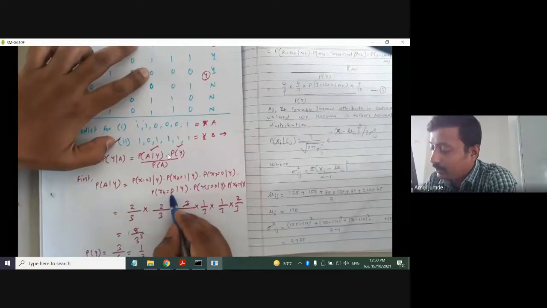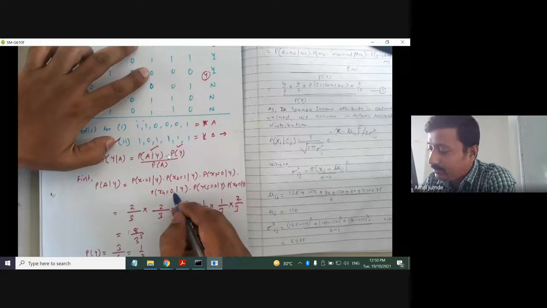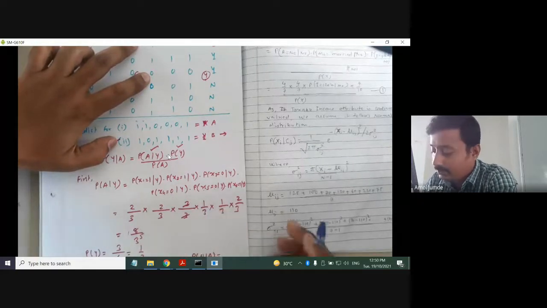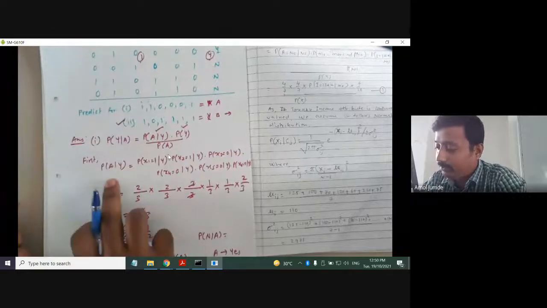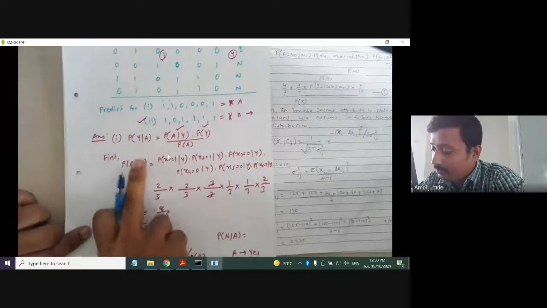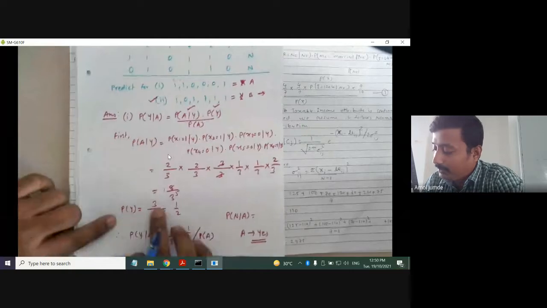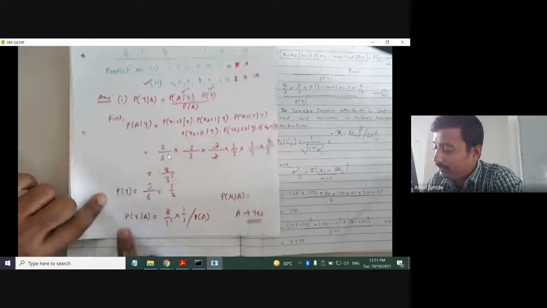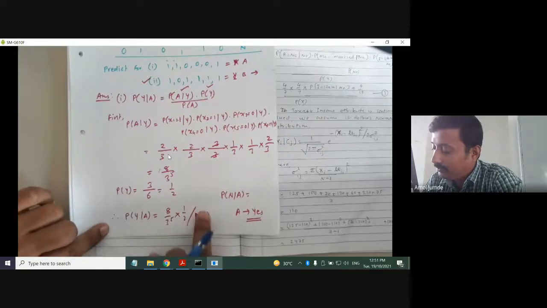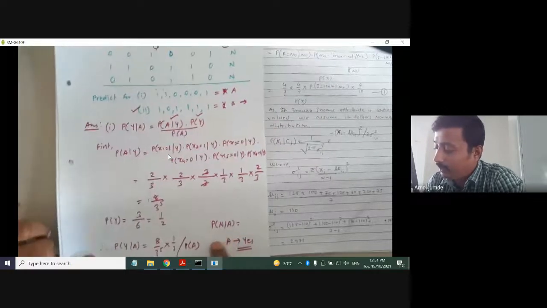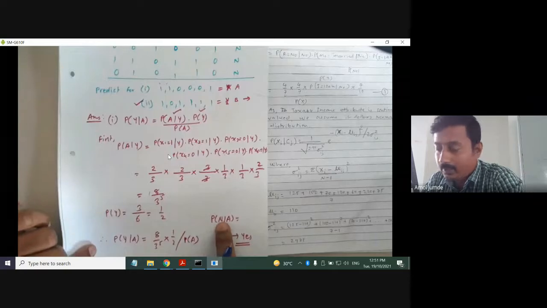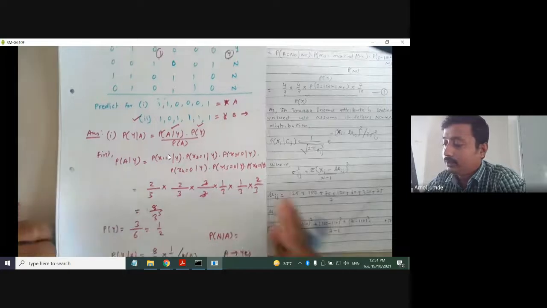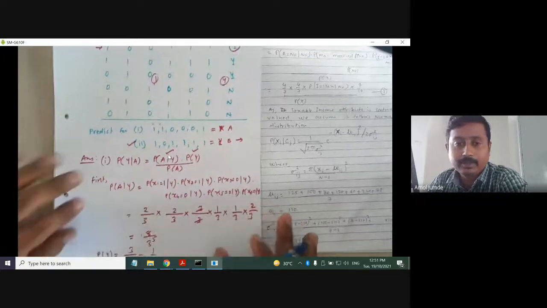x4 equals 0. In these rows, how many zeros are there? There is 1, so 1 by 3, and so on. So we'll calculate this probability into the probability of yes, which is 3 yes samples out of 6 samples, so 1 by 2. This is the result for this. Similarly you calculate for the no class, and then you classify. This is how you can proceed with this problem.